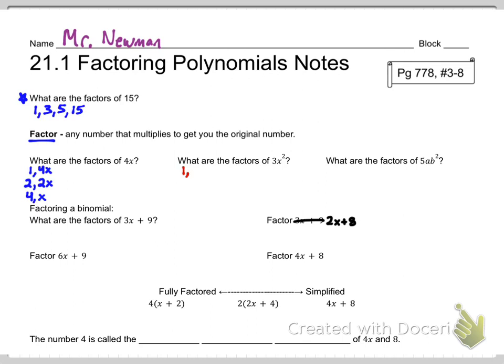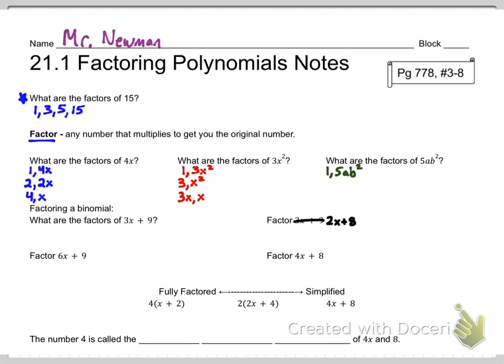So, what are the factors of 3x squared? Well, 1 is a factor, and 3x squared is a factor because you can multiply those two together to get 3x squared. Also, 3 and x squared multiply together to get 3x squared. Also, 3x and x multiply together to get 3x squared.